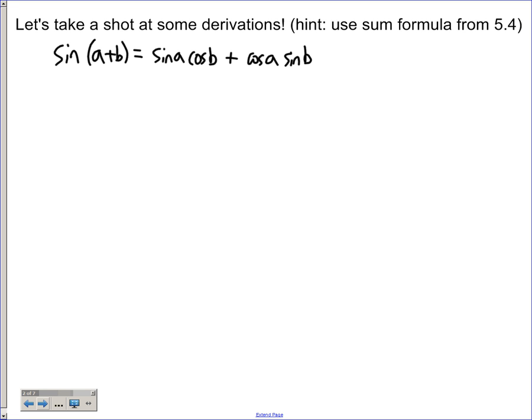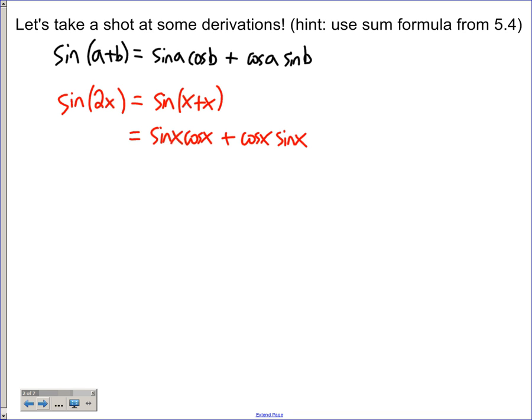If I'm trying to derive the sine of 2x, I'm going to notice that that's equal to the sine of x plus x. X plus x gives me 2x. That means a is x and b is also x. So I'm going to fill that into the formula I have up above in black. I've got sine x cosine x plus cosine x sine x. In total, there are two of those terms, so I get 2 sine x cosine x. And on the first slide, you can see that's the same formula that we had.